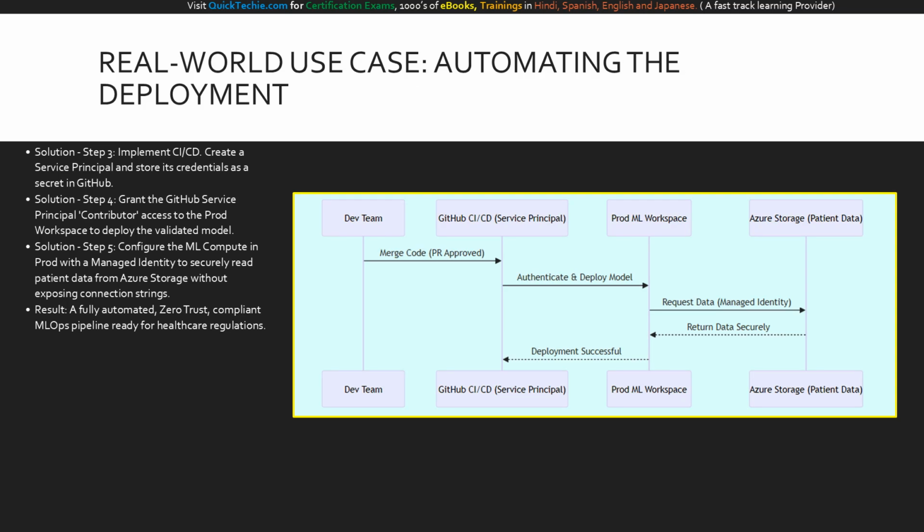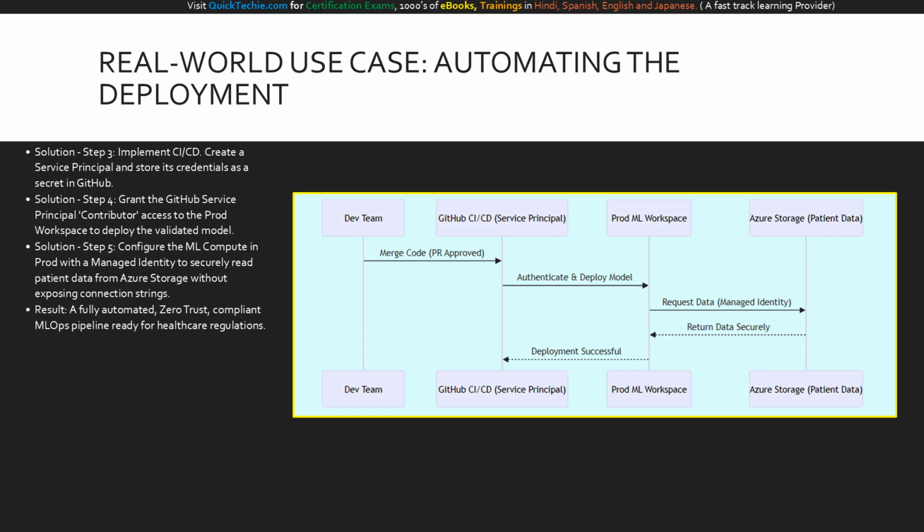To complete our Prosware use case, we must automate the deployment while maintaining our ironclad security posture. Since the data scientists cannot deploy to production, we implement a CI/CD pipeline using GitHub Actions. We generate a service principal specifically for this pipeline and lock its credentials away in GitHub secrets. We then assign the service principal contributor rights to the production ML workspace. Now, when the dev team finishes their work, the pipeline automatically and securely promotes the model.